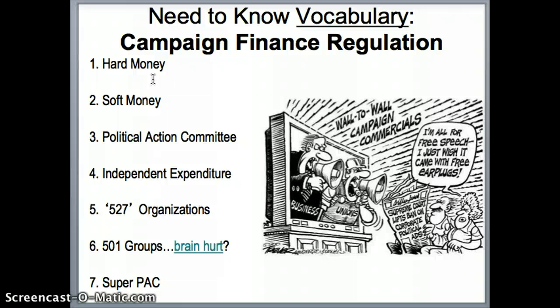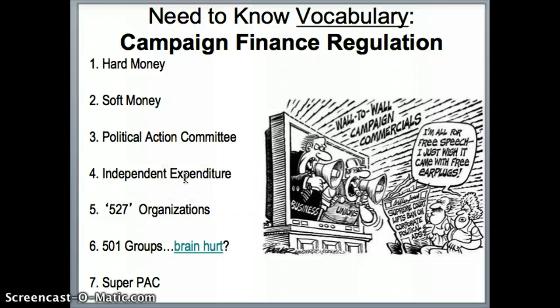Soft money is something that used to be legal at the national level, but right now it is not because of the famous McCain-Feingold law, the Bipartisan Campaign Reform Act of 2002. No longer can people donate unlimited amounts of money to parties. Political action committees, PACs, we've talked about them. They can raise up to $5,000 and give out $5,000 in a given election to a given candidate.